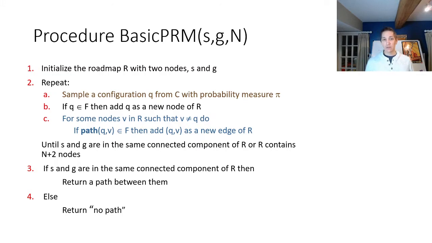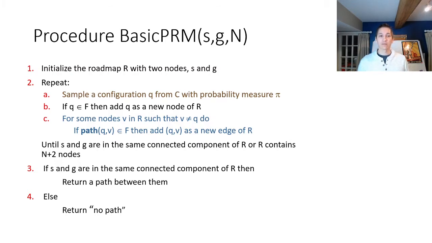Now, this can continue until the start and the goal are in the same connected component of the roadmap, or you run out of iterations. You've reached the maximum of n iterations. Note here that this is actually going to be a bit more efficient than the previous PRM that I just showed on the last few slides, because it's going to stop the first time that you find a feasible path. So if you're lucky, you'll find a feasible path early on in this iteration, and so you'll terminate quickly.